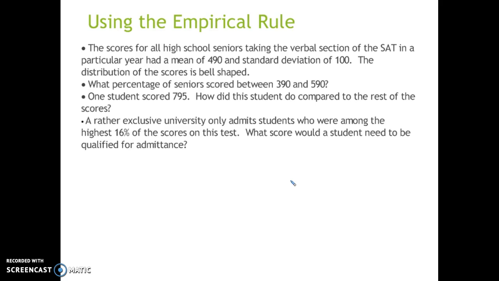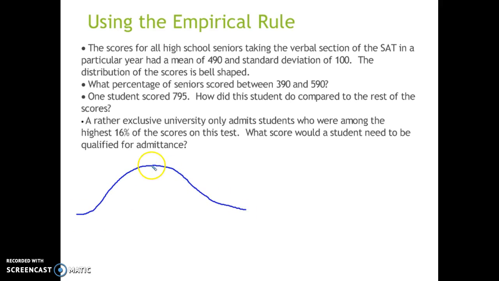Alright, so the scores for all high school seniors taking the verbal section of the SAT in a particular year had a mean of 490 and a standard deviation of 100. The distribution of the scores is bell-shaped. Alright, so we'll take a second to sketch that out.